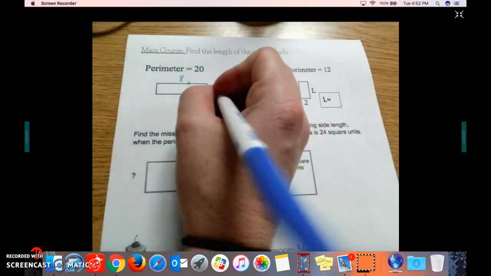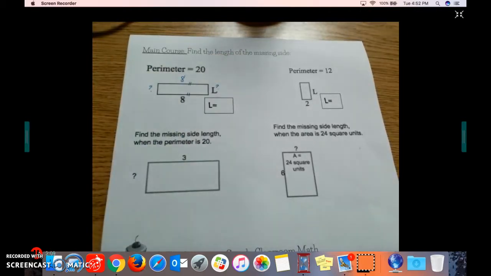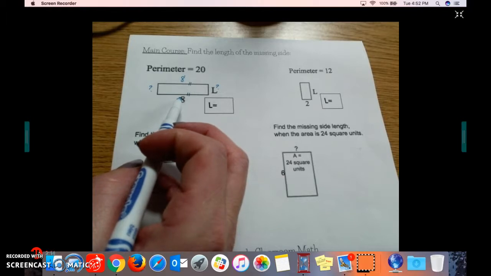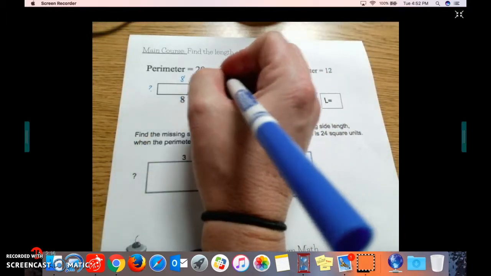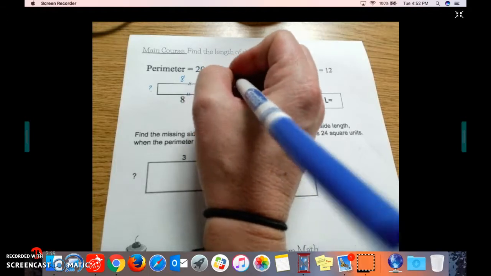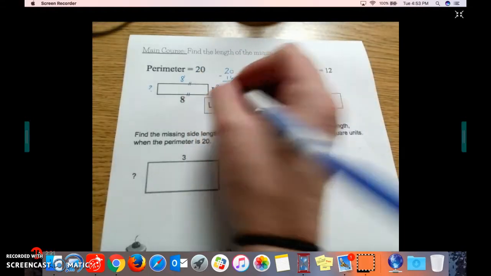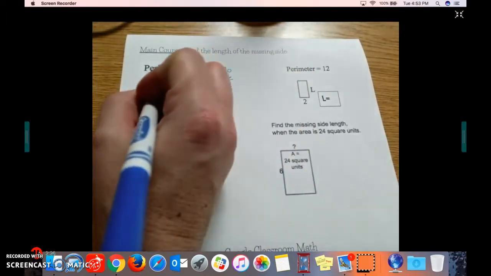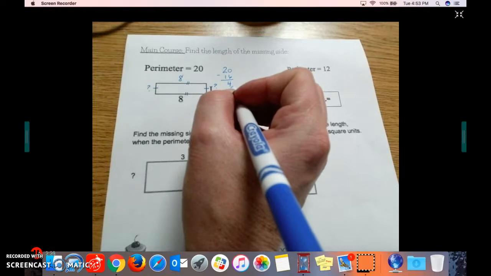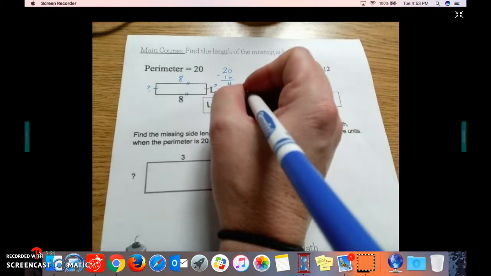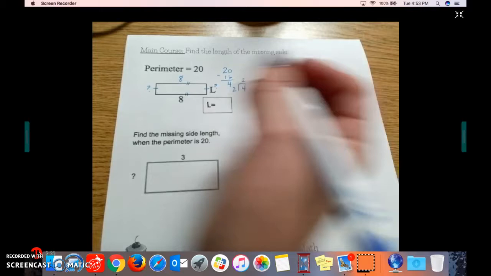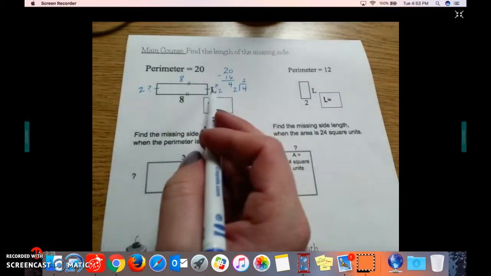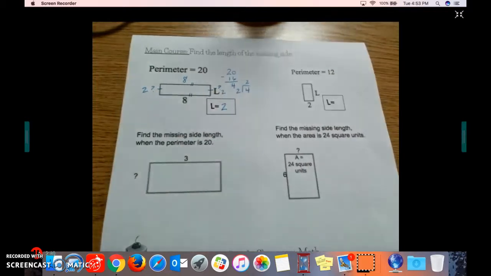I don't know about these two sides because I don't have any dimension. So the first thing I need to do is add up those two sides. So 8 plus 8 is 16. I'm going to take 20, which is my total, minus 16. So I know that 20 minus 16 is 4. And then I have two sides left. Well, these two sides are also equivalent to one another. So I need to divide this 4 in half. So 4 divided by 2 is 2. So each one of these sides is going to be 2. So in this case, L is going to be equal to 2.